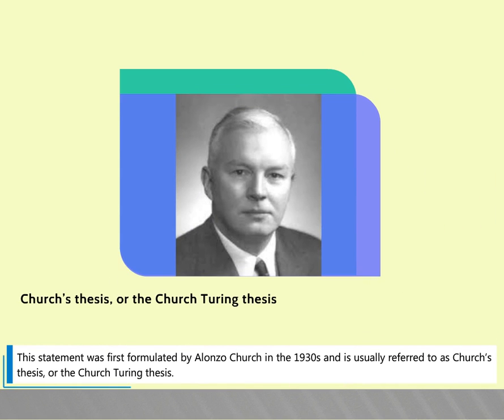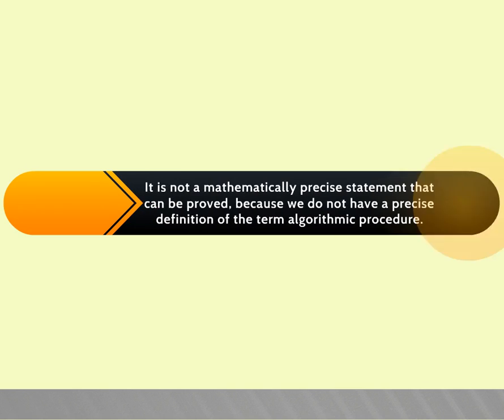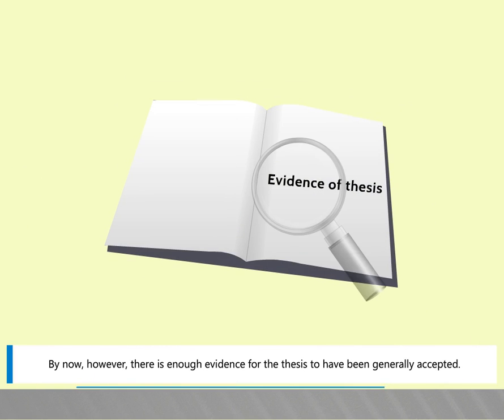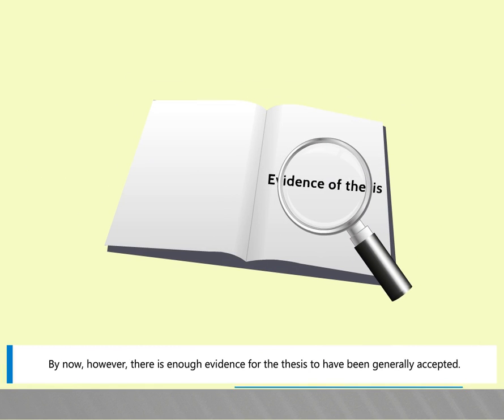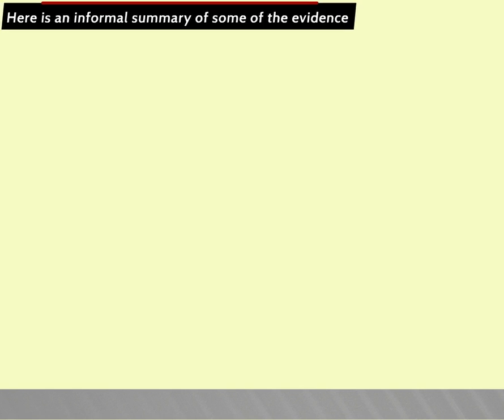This statement was first formulated by Alonzo Church in the 1930s and is usually referred to as Church's thesis or the Church-Turing thesis. It is not a mathematically precise statement that can be proved because we do not have a precise definition of the term algorithmic procedure. By now, however, there is enough evidence for the thesis to have been generally accepted. Here is an informal summary of some of the evidence.